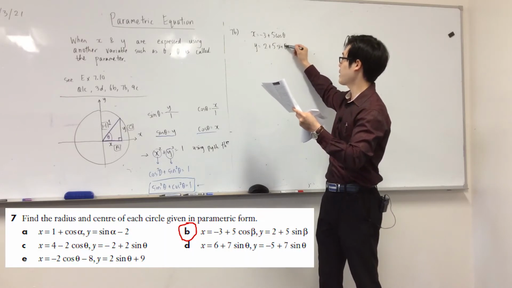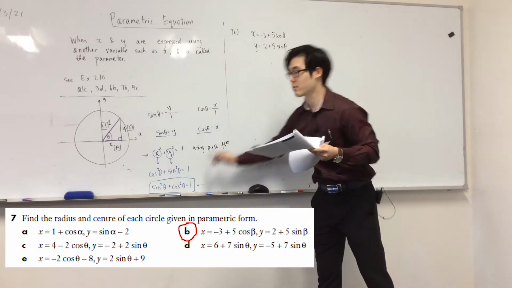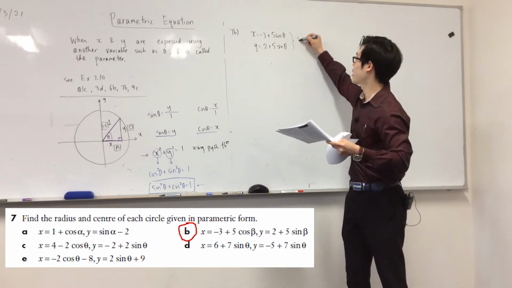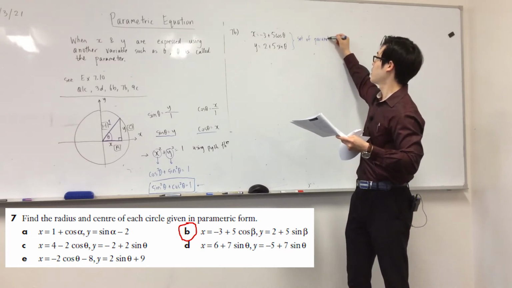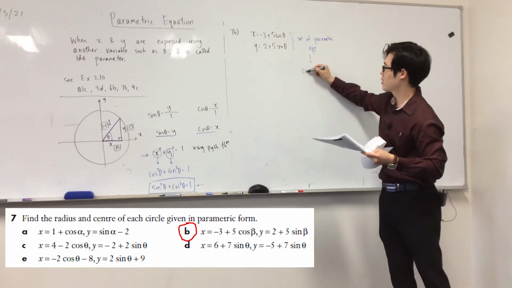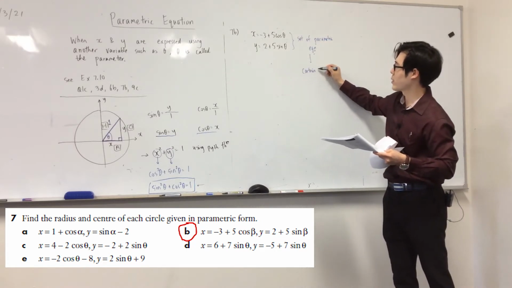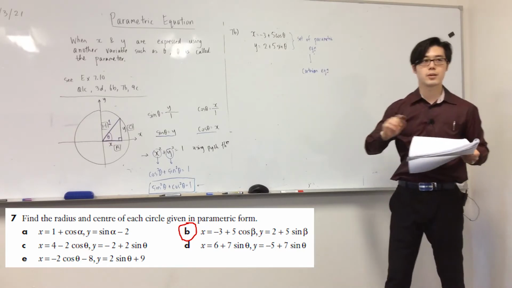Okay, so same thing as what we've done. They've given you two sets of parametric equations. Okay, these are my sets of parametric equations. But what do I want out of this? What are they asking for? Convert to Cartesian equation, where all we have is in terms of x and y.